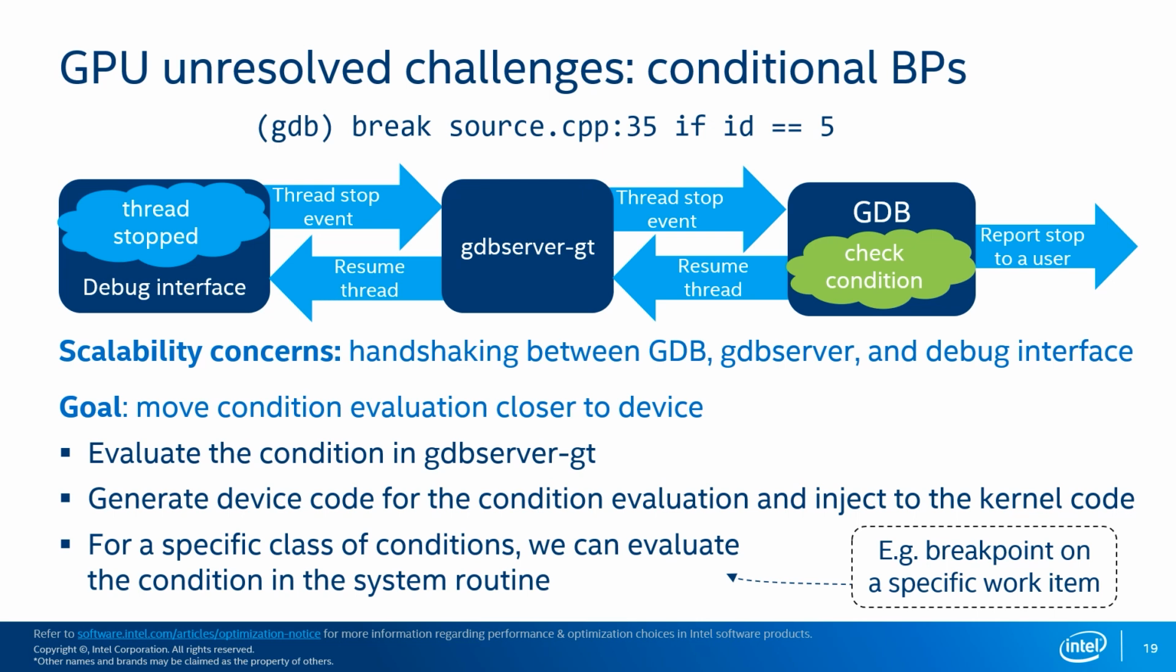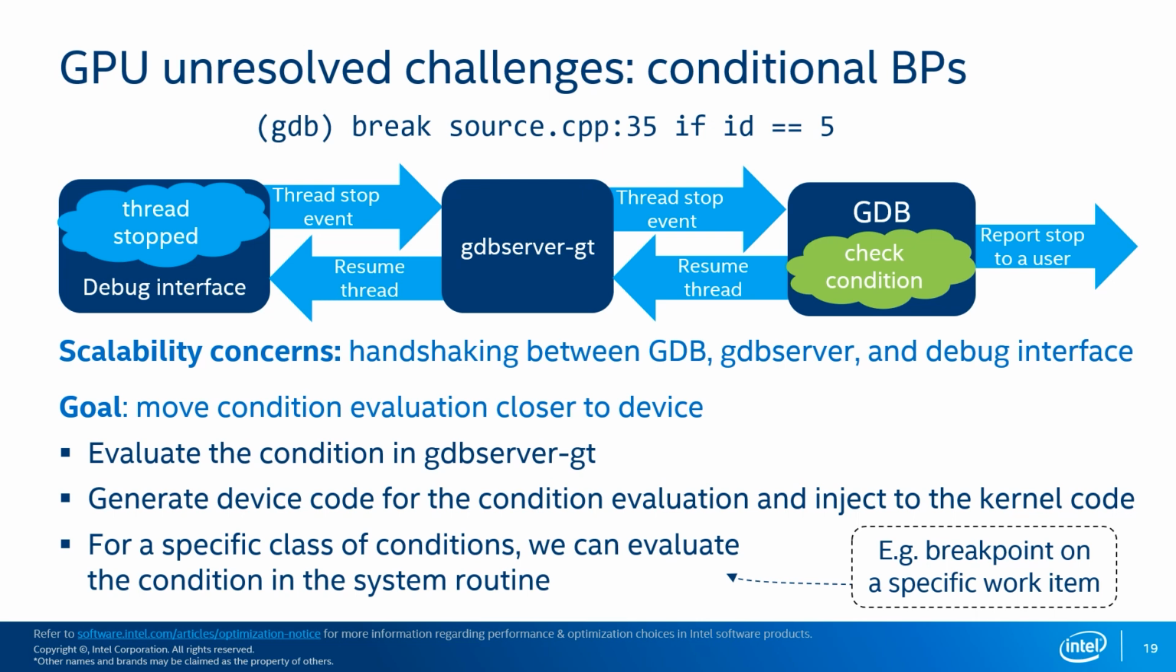The last challenge is also under investigation, and it concerns conditional breakpoints in GDB. GDB provides an interface to place a breakpoint with a certain condition. Then GDB would report the stop event to the user only if this condition is met. Currently, the debug interface reports all stop events to the GDB server, and GDB server reports them to GDB. And only inside GDB, we are evaluating the condition. Then, if the condition is true, GDB reports the stop to the user. However, if the condition is unmet, GDB resumes the thread and sends it to GDB server. And GDB server then sends the resume request to the debug interface.